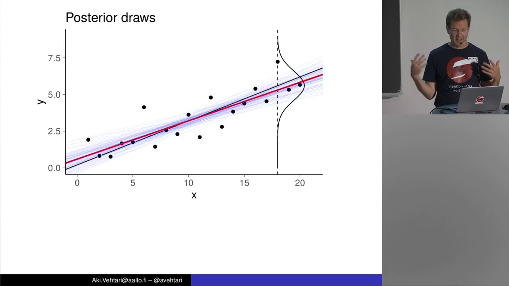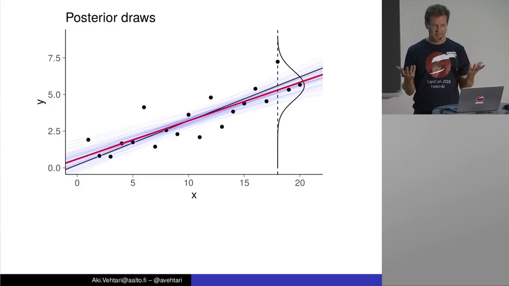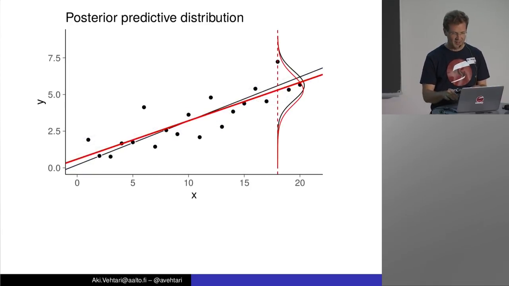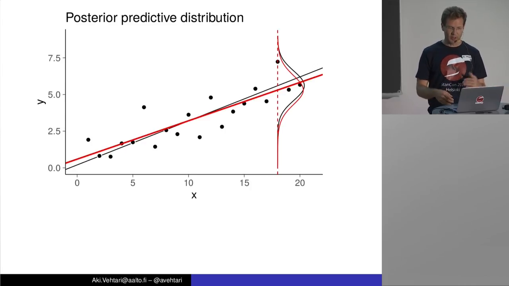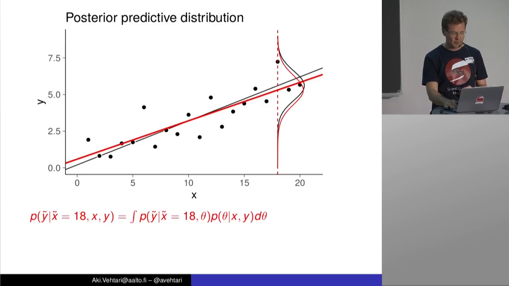So uncertainty, and that helps also then, of course, that we have some understanding of how much this may have fitted to the data and what kind of other solutions we might get if we had some other data. This is related to that. And we can compute the posterior predictive distribution also. So for each of those lines, we also have a draw of sigma. And then we average those normal distributions to get that predictive distribution.